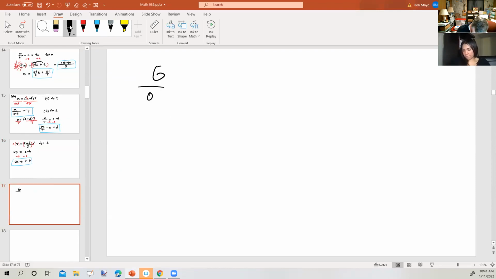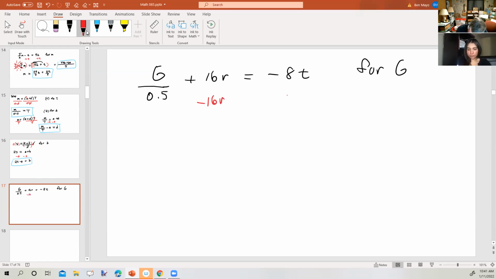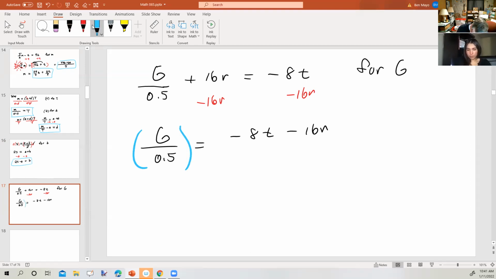G divided by 0.5 plus 16r equals negative 8t, and it says to solve for g. So I'm going to isolate the variable term, that is the term containing capital G. So I'll subtract 16r from both sides, and I get G over 0.5 equals negative 8t minus 16r. Then I'm going to multiply both sides by 0.5.